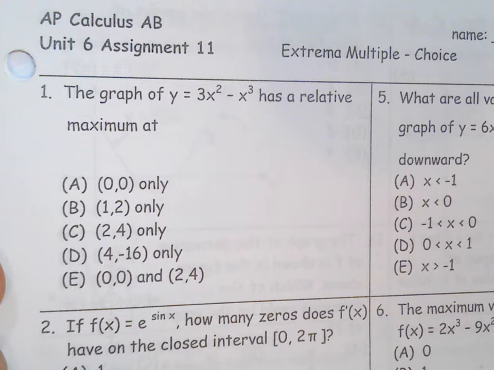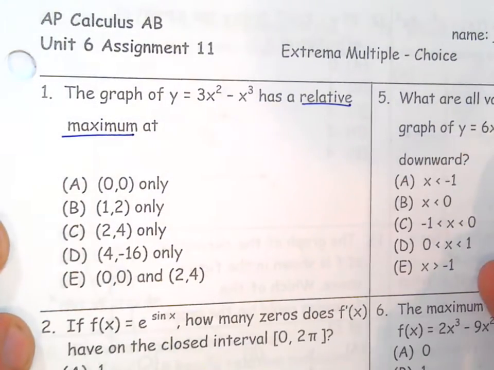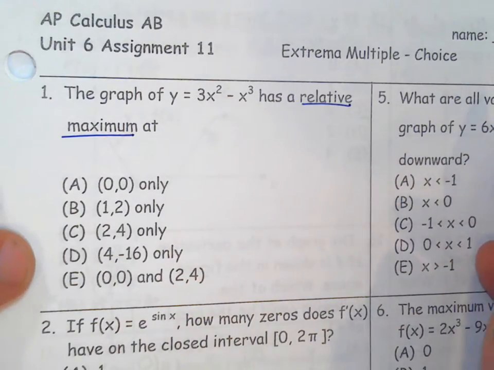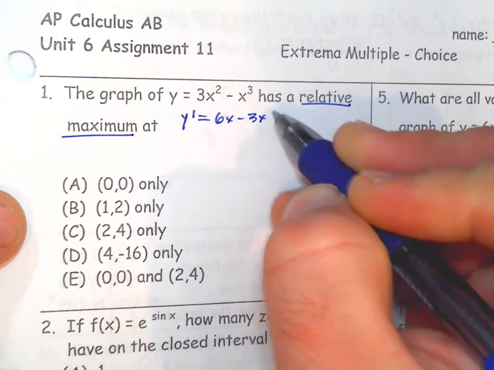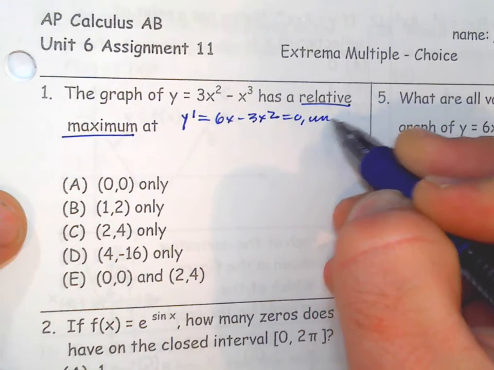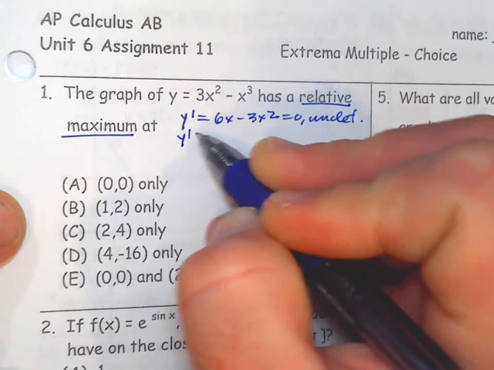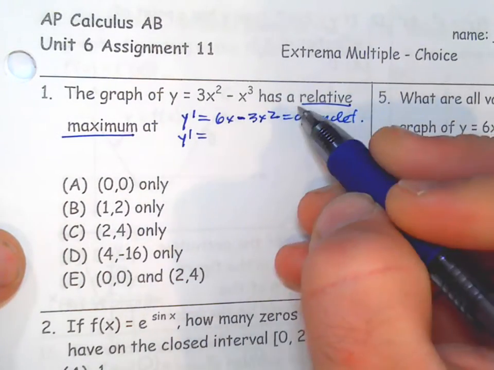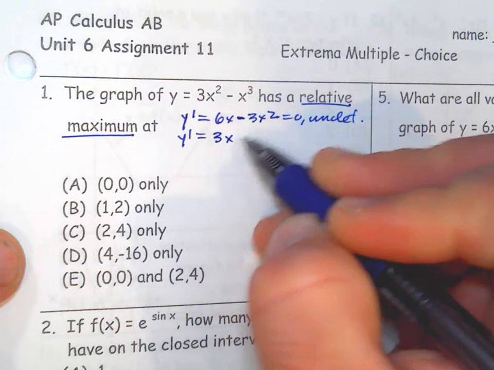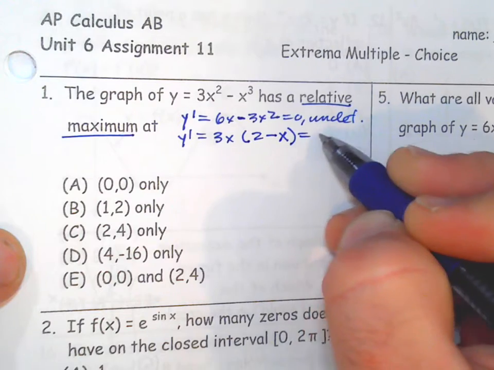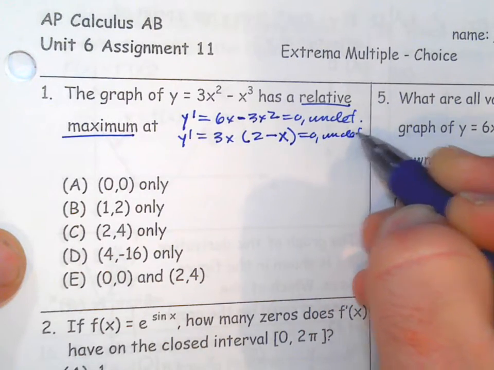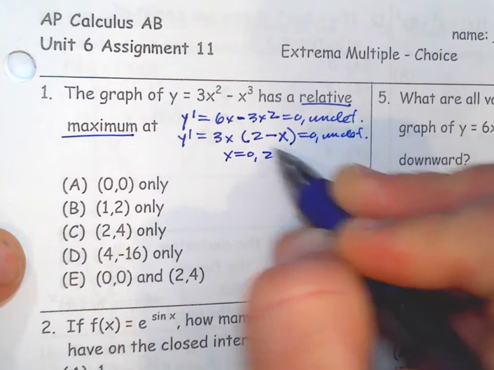So the graph of this function has a relative maximum where. So we're looking for relative maxes. The nice thing about multiple choice is you don't have to justify your answers, but you gotta do most of the work. y prime equals 6x minus 3x squared, equals 0 or undefined. Now I'm wanting to see your guys' work. So 3x times (2 minus x). So x equals 0 and 2 are your critical points.